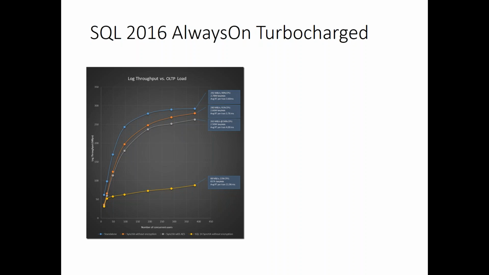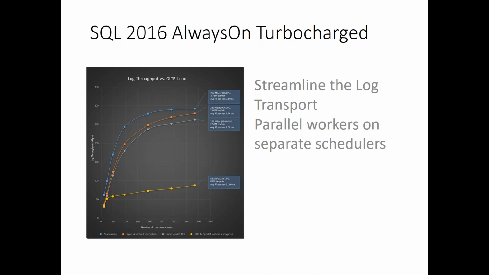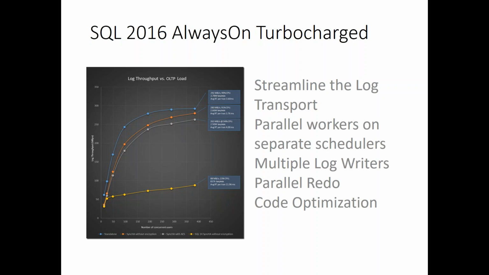So what are these changes we introduced in 2016 Always On availability groups? We streamlined our log transport, that is, how we send log blocks across to the secondaries. We introduced a lot of parallel workers based on NUMA node partitioning. So now we make use of parallel redo threads, parallel log writers, and parallel sends. These are some of the parallel operations we did. And then we did a lot of code optimizations.